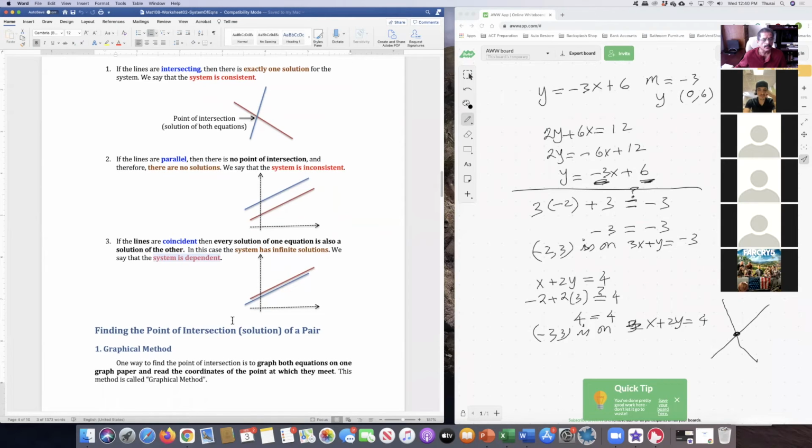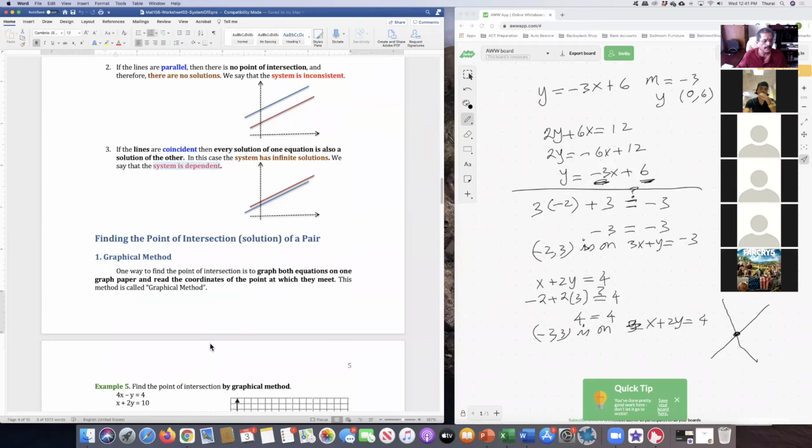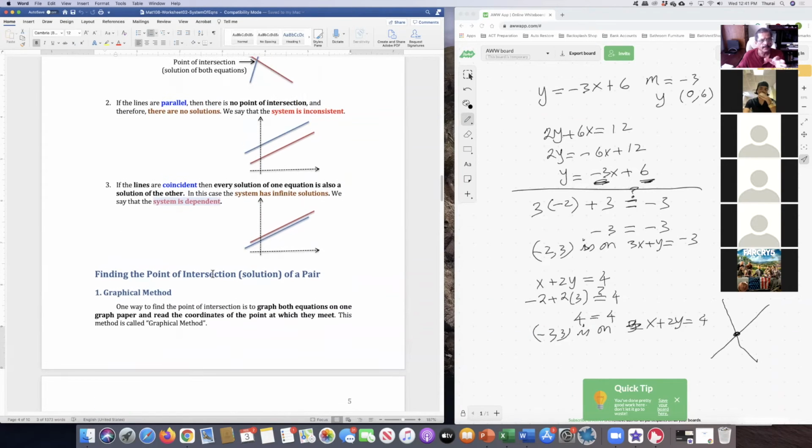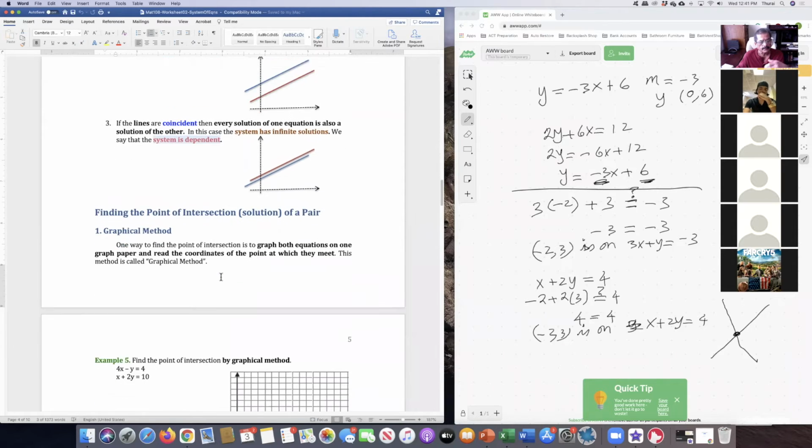Now, the next goal is to find the point of intersection, which would be the solution of both equations. To find it, there are three methods. I'm going to explain all three methods, and then I'll explain which method is better than which. And you're going to have to know all three methods of finding the solution of a system of two equations. The first method is called the graphic method. Graphic method means we graphically find the point of intersection. So we graph the actual lines on coordinate planes.